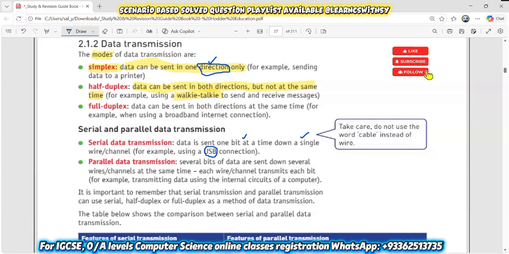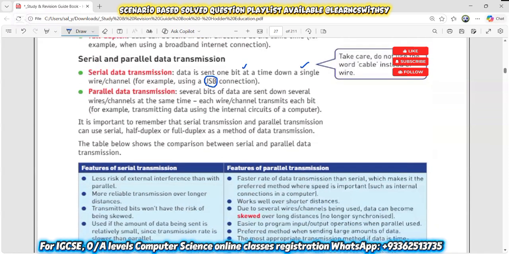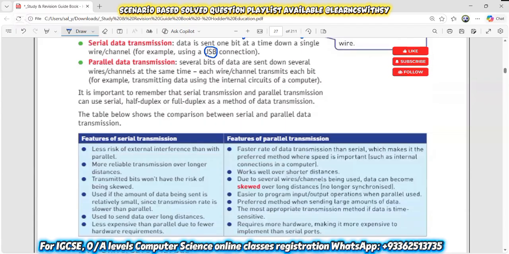So what are the advantages? Data does not get skewed, which means the data is reaching in the right order. They are not going to be moving here or there. Similarly, you can talk about the cost being reduced because there is only one wire being used, and definitely the disadvantage is that it is going to take a longer time.